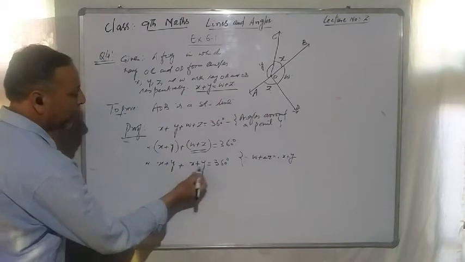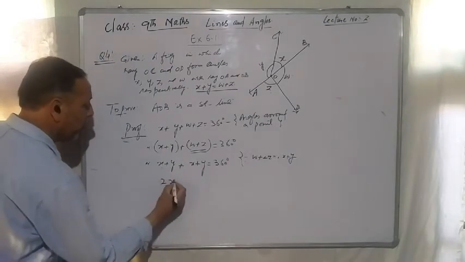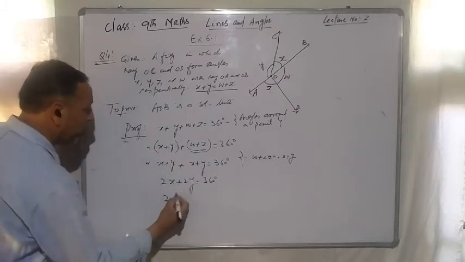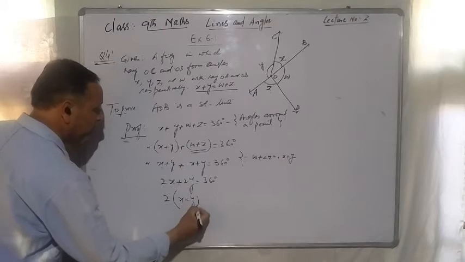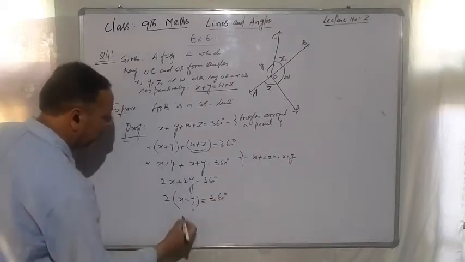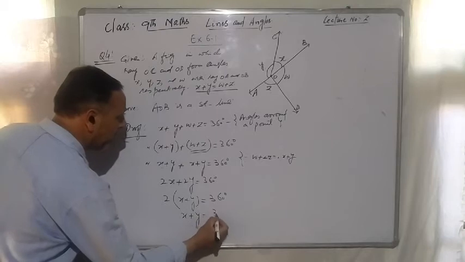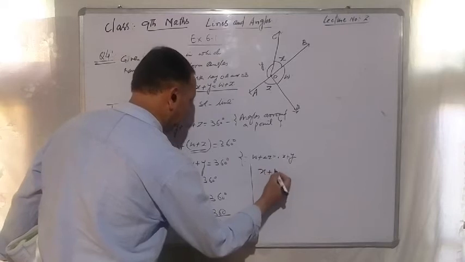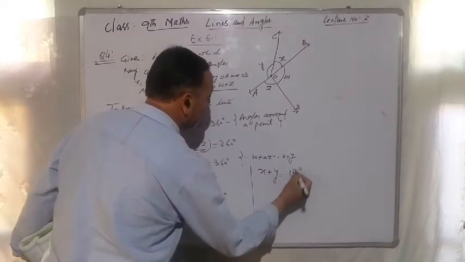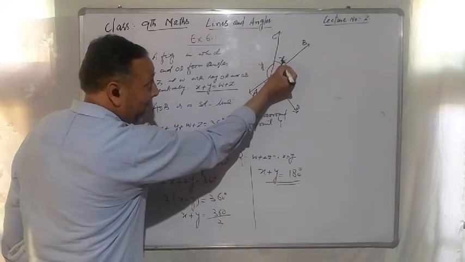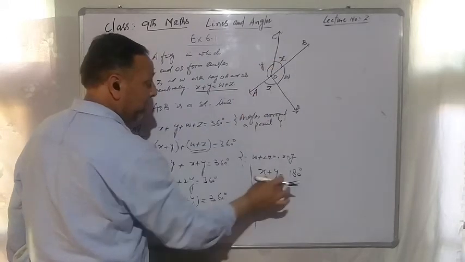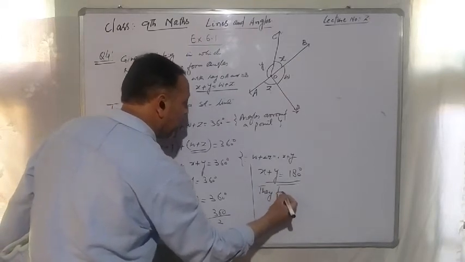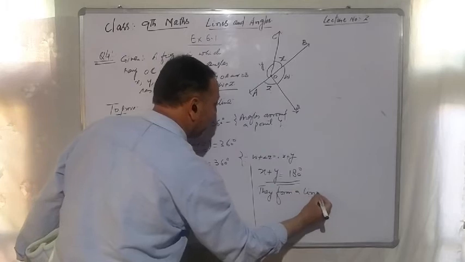Now, X plus Y, that means 2X plus 2Y is equal to 360 degrees. We take 2 as common. That means 2 times (X plus Y) is equal to 360 degrees. That means X plus Y is equal to 360 by 2. Let me write it here now. X plus Y is equal to 180 degrees. So that means the sum of angle X and angle Y is equal to 180 degrees. Therefore, they form a linear pair of angles.